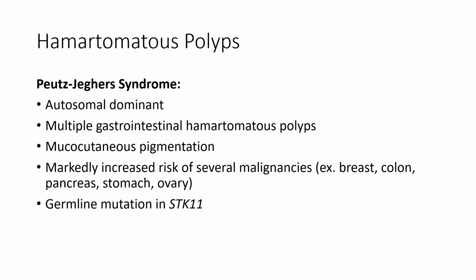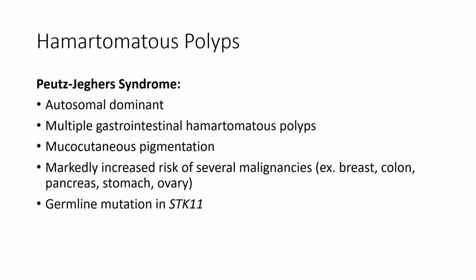Peutz-Jeghers syndrome is another hamartomatous polyposis syndrome. It is also an autosomal dominant syndrome where patients have germline mutations in the STK11 gene. And in Peutz-Jeghers syndrome, multiple hamartomatous polyps occur in the gastrointestinal tract. These Peutz-Jeghers polyps can occur in the small intestine, the stomach, the colon, and the patients usually are children. The median age is around 11 years old, and also patients have mucocutaneous pigmentation.